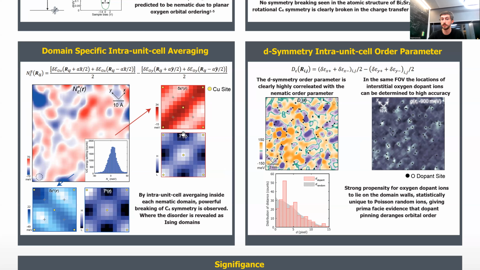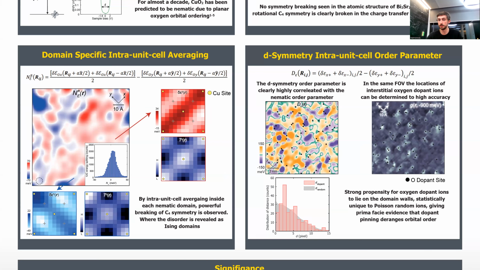But then if you look at the topograph, this splitting is not seen. And vice versa, if you do intra-unit cell averaging in the blue domains, you see the opposite effect, that the Oy is higher than the Ox. And therefore you see these Ising domains, and that there is clearly some kind of energy splitting going on. So if we define another order parameter, the d-symmetry intra-unit cell order parameter, which is physically different, we actually end up getting the same result. And this result is highly correlated with the order parameter defined previously. This increases the confidence in our result.